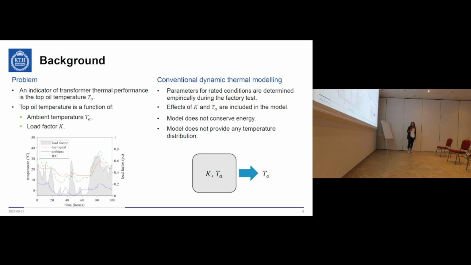So here we have an example of 100 hours in time, and we have the time series for ambient temperature, the blue line, and the top oil temperature, the red line.